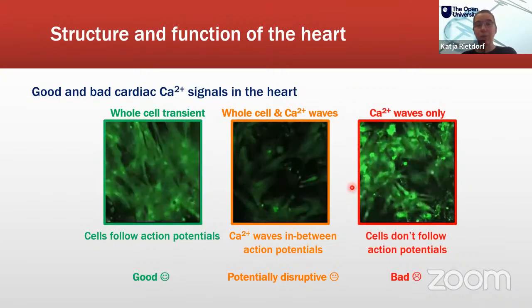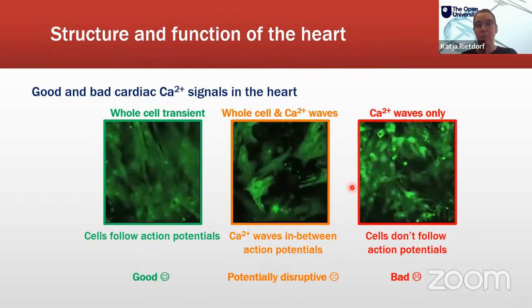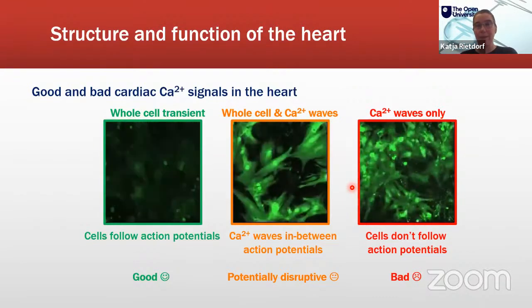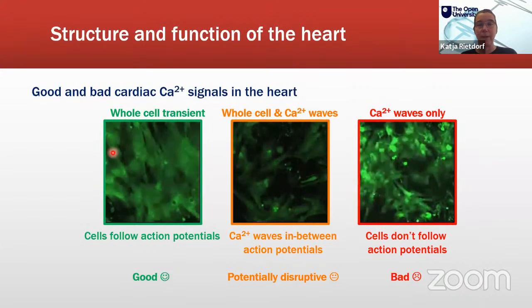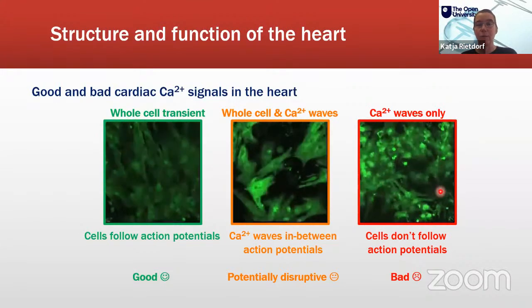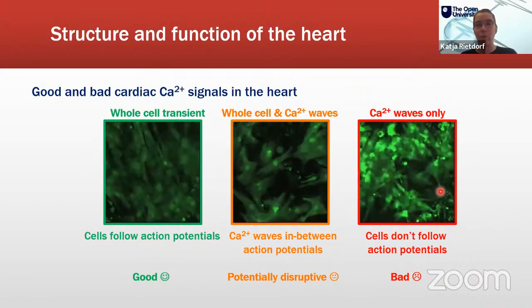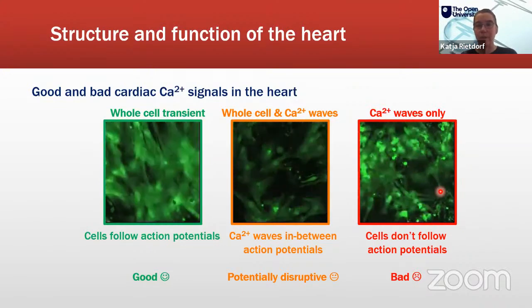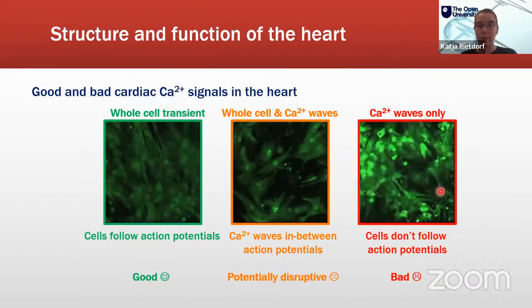And in the final movie, you only see these spontaneous calcium waves. You don't see any time where all cells respond. And believe me, these cells are receiving the same electrical stimuli as you see in these two videos. So these cells don't respond to the electrical stimulation that they would receive from the SA node, from the cardiac pacemaker. So these cells would not cause a contraction of the heart and would be a very bad situation.